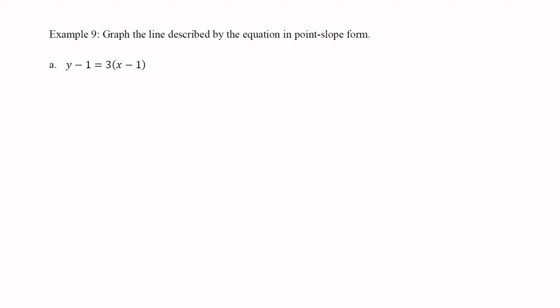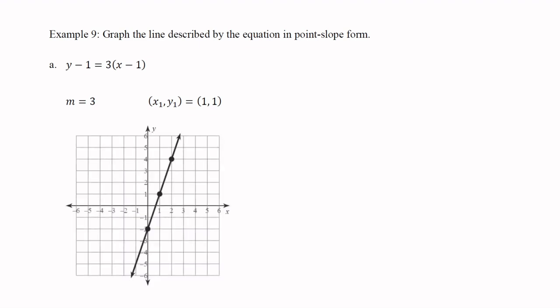So taking a look at this equation, we know that our slope is 3, and our point, and this is where you have to be careful, is going to be 1, 1. Because remember, our value follows a minus sign. So we plot the point 1, 1 first, and then you use your rise over run, which will be up 3 and right 1, or you can go down 3 and left 1, and then you can draw your line.